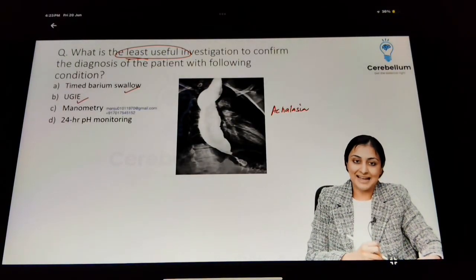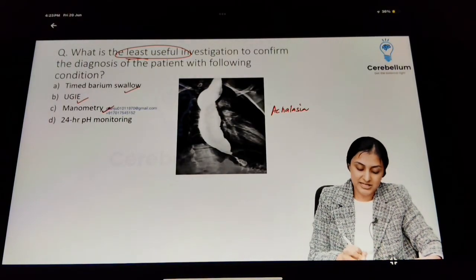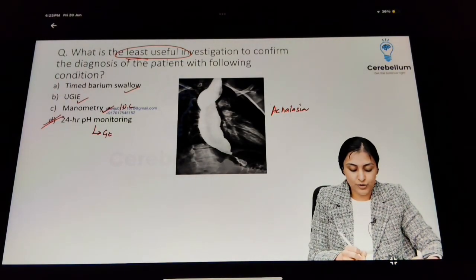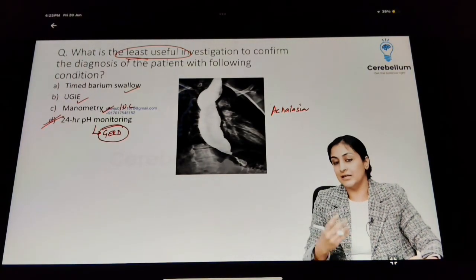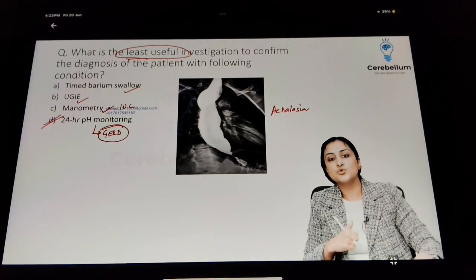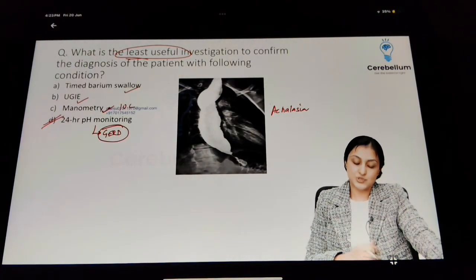Upper GI endoscopy can be done to distinguish it from cancer. Manometry is the investigation of choice, but 24-hour pH monitoring has no role. That is what we do for cases of GERD. It has no role in achalasia or carcinoma esophagus. So the least useful is 24-hour pH monitoring. If that's the most useful, we go for manometry. Right? So this is what we had from GI.